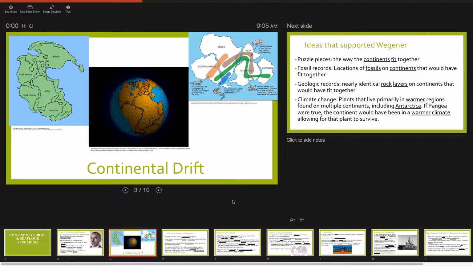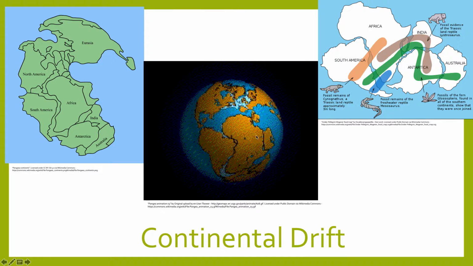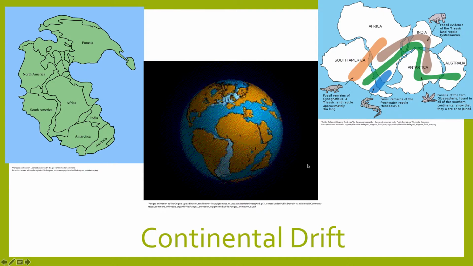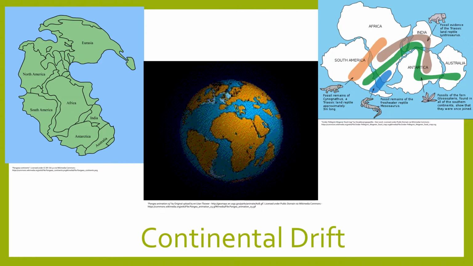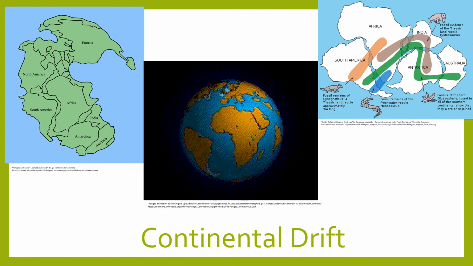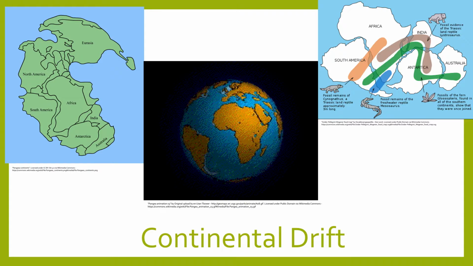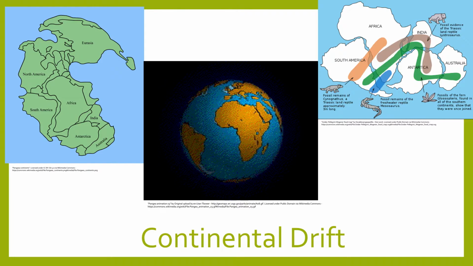All right, so we're going to talk about continental drift. Let's do this. The idea was essentially that Pangea was a super landmass and broke up, and in the current day we have our continents the way they are, separated by vast oceans.